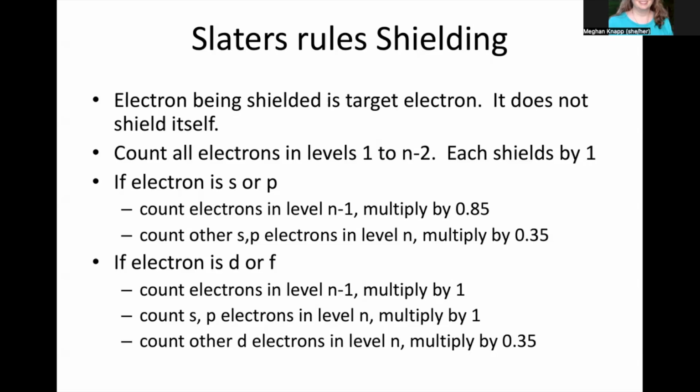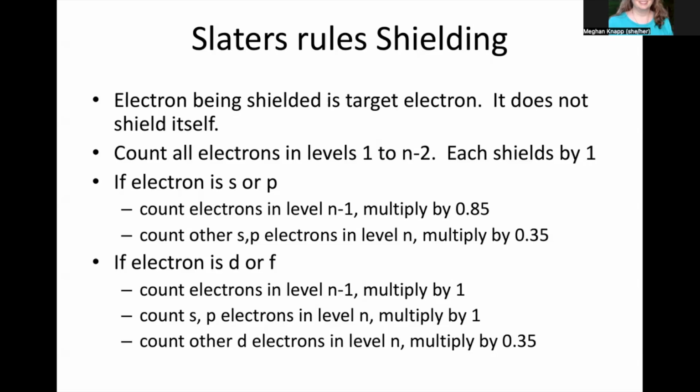So first of all, we're going to call the target electron the one that is being shielded, that we're talking about how much shielding is happening on. So if I'm looking at, say, titanium, I might be talking about one of the 3d electrons, how much shielding is on that, or I could talk about one of the 4s electrons and how much shielding is on that. So if I'm looking at the 3d electron, that is my target electron. In titanium, there are two 3d electrons. So one of them is going to be my target electron, and the other one is also shielding it.